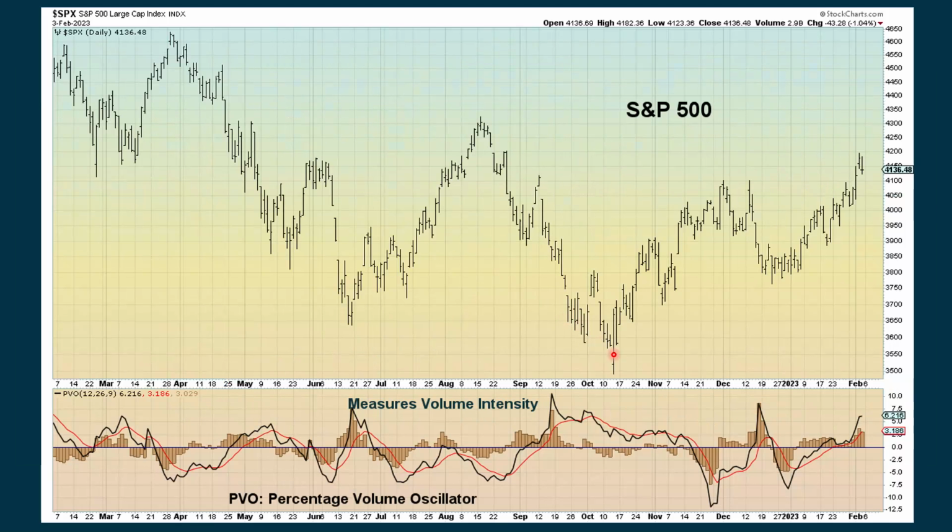We want to keep an eye on volume. In a good, healthy environment, whether we're going up or down, we want to see an increase in volume. When we see an up move on lower volume, that's a warning sign. When we see a down move on lower volume, that's also a warning sign. Lately, we've seen volume really starting to pick up, so the red line and the black line continue to advance, and then there's a histogram here, also measuring how volume is doing.